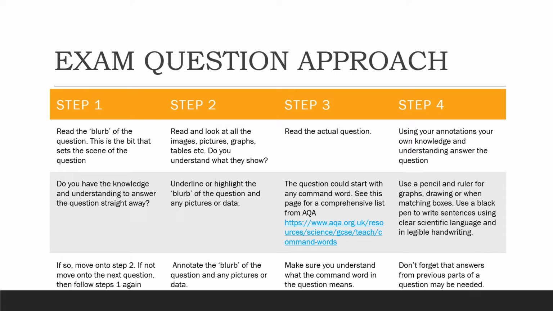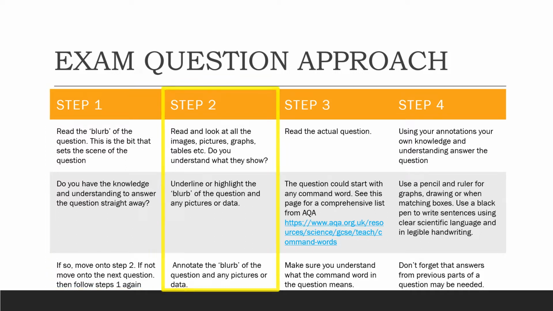Step 1. It sounds really obvious, but please read the blurb of the exam question. This sets the scene of the question and gives you an opportunity to think about whether you are confident to answer the question straight away or whether you will need to come back to it. If you are confident, move on to step 2. If you are not, this is the time that you need to move on to the next question and follow the same steps as above.